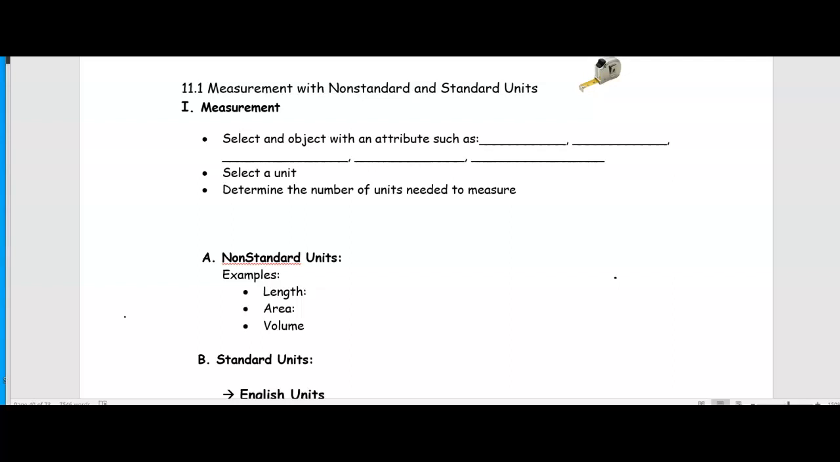Usually we're finding something to measure, so that's why I put on the note select an object. For example, maybe I want to measure my table. Then I have to select an attribute. That just means, what am I measuring about my table? Am I measuring the length, the width, or the height of my table? Those are some things that I could measure. I put those on top of each other because I consider these all pretty much the same thing. They're all one-dimensional. So 1D measurements, or I could think of them as linear measurements.